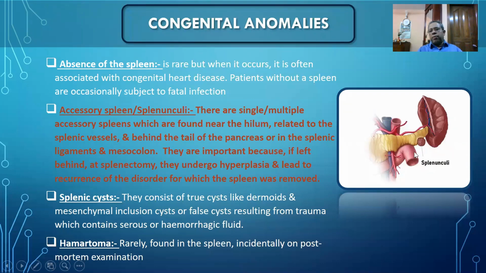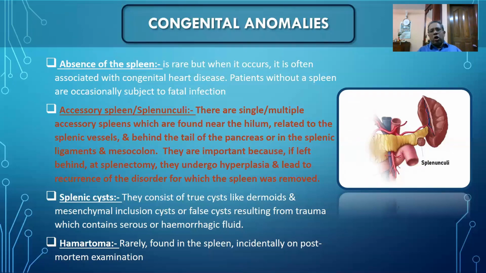So these small amounts of splenic tissue separated from the normal spleen are called splenunculi or accessory spleens. There are single or multiple accessory spleens, which are found near the hilum related to the splenic vessels, behind the tail of the pancreas, or in the splenic ligaments, or in the mesocolon. These have a very important function.